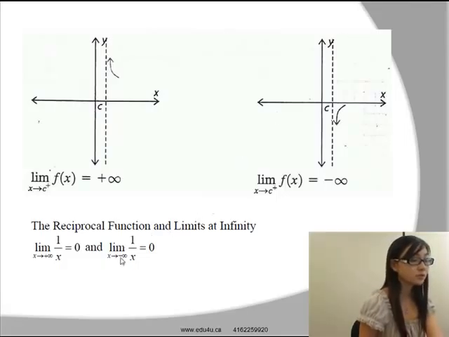And the limit as x approaches negative infinity of 1 over x is 0. So we get 1 over a very, very large negative number, which will actually give us a negative number that's very, very close to 0. So we also say that the limit as x approaches negative infinity of 1 over x is equal to 0.